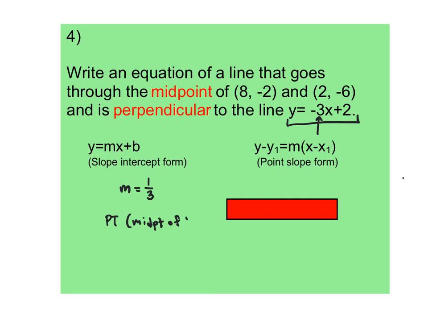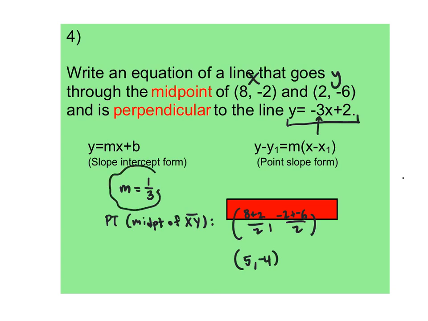of, let's mix it up here, get crazy, of XY. I'm going to call this point X, and I'm going to call that point Y. So the midpoint of XY, what would that equal? Well, that would be x plus x, which is 8 plus 2 over 2, and y plus y over 2. So that point would be 10 over 2, which is 5, and -8 over 2, which is -4. So I've got a point, and I've got a slope.